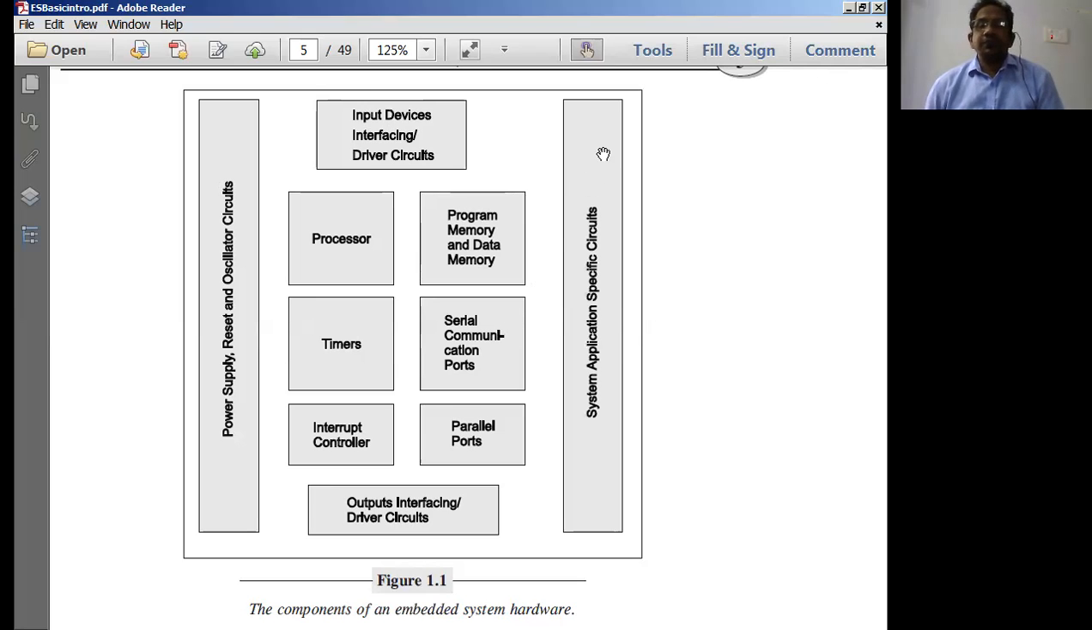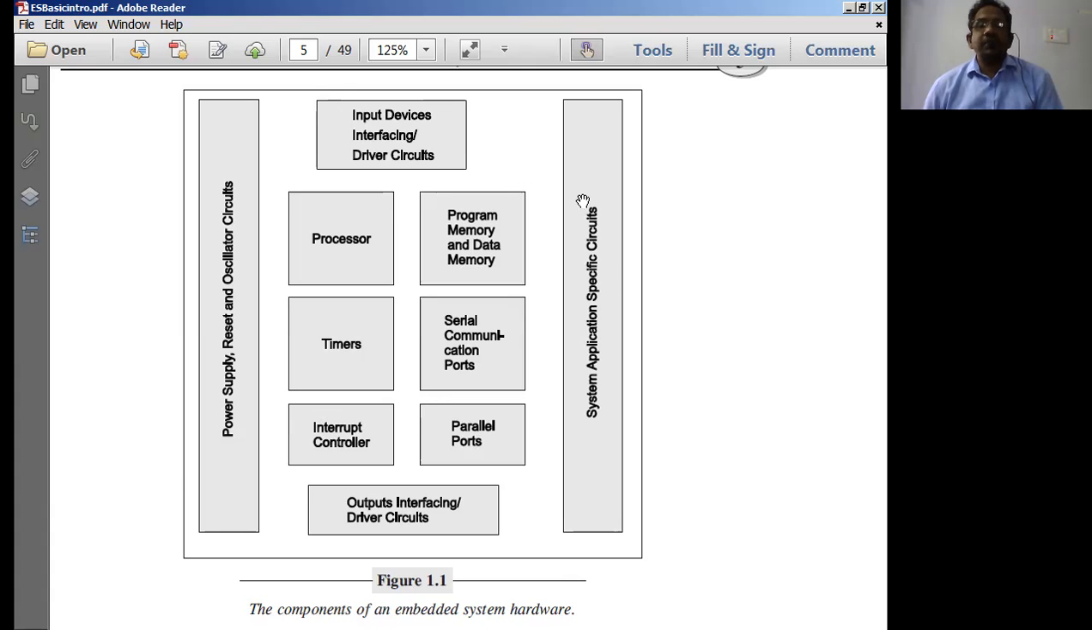In the last class, we discussed up to here about the general block diagram of an embedded system. Now, there is a difference between a basic general purpose computer system and an embedded system. What is a basic general purpose computer system going to have? It is going to have an input device, output device, processor, and memory. These are the basic components of a general purpose computer system.